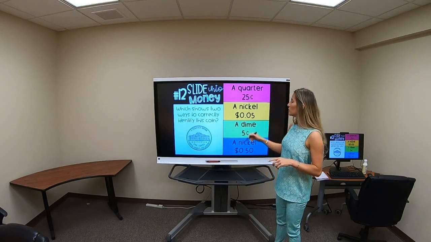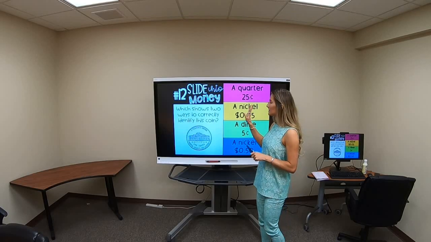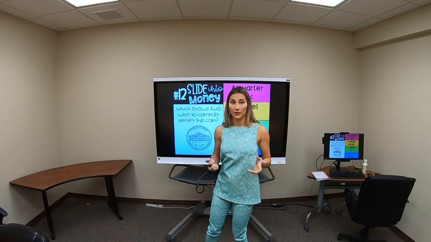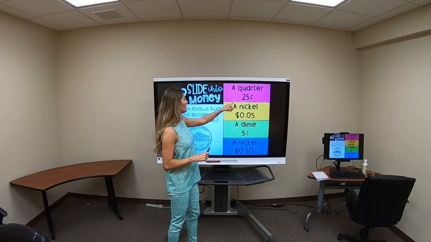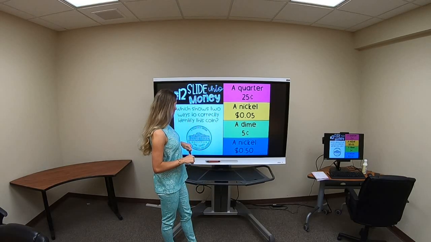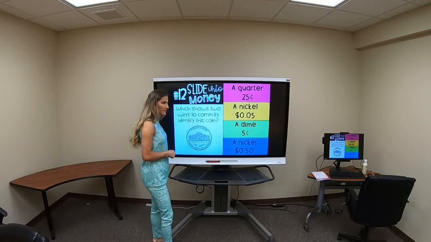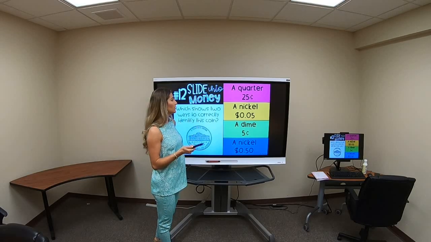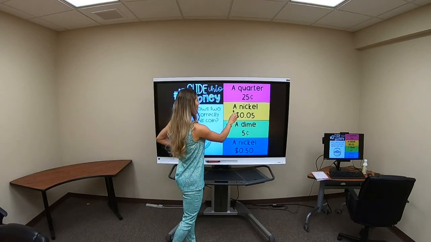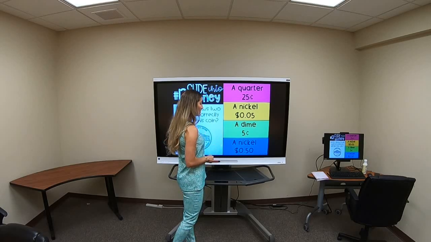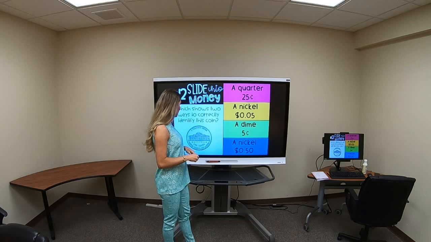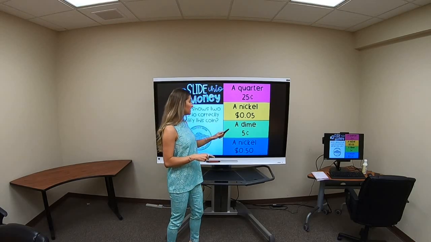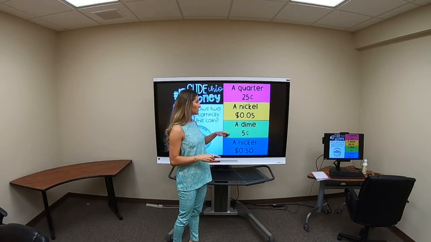Okay, which shows 2 ways to identify this coin correctly if you were going to write it. Well, let's look. A quarter, 25 cents. Well, this thing says 5 cents. Now, is that a quarter? No. Okay, a nickel, 5 cents. A dime, 5 cents. Or a nickel, 50 cents. Well, this thing says 5 cents, so we need one that says 5 cents, which is these 2.